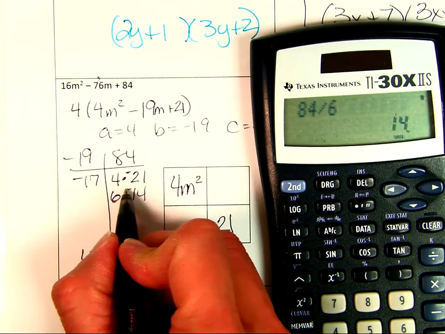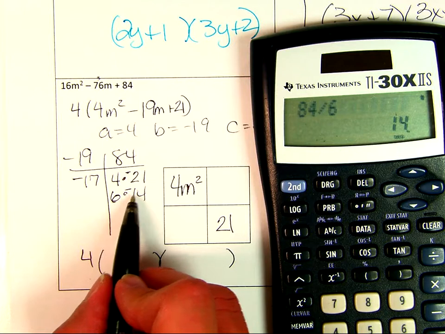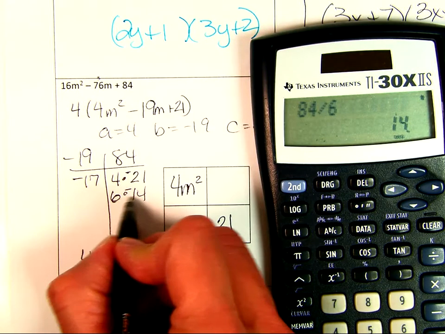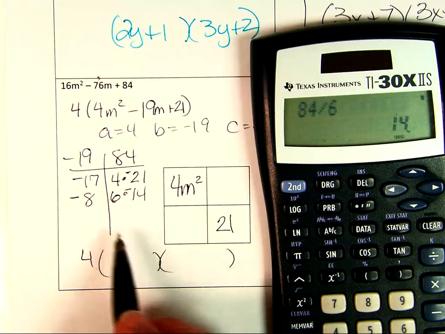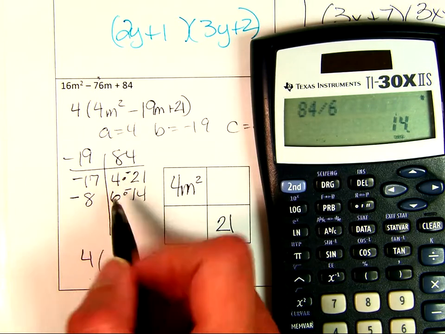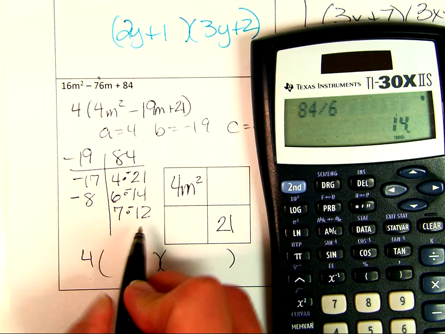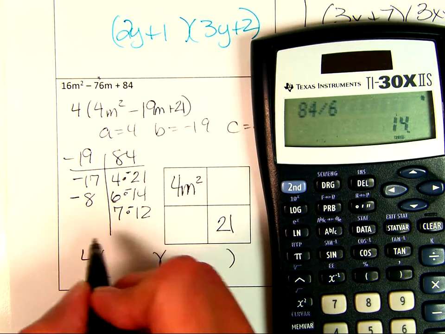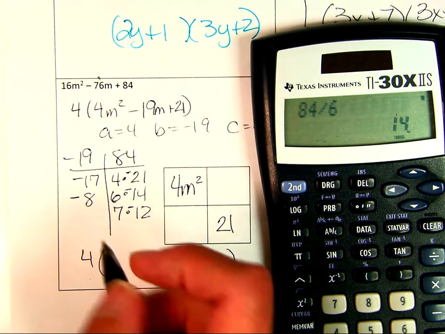But one of them has to be negative. So I'm going to subtract there, and what do I get? 8, I believe. And then, okay, does 7 go in? Yes, 7 goes in. How many times? I believe 12 times. So I'm going to have a negative 12. What's 7 minus 12? We're going the wrong way. We need a 19. Oh, my.